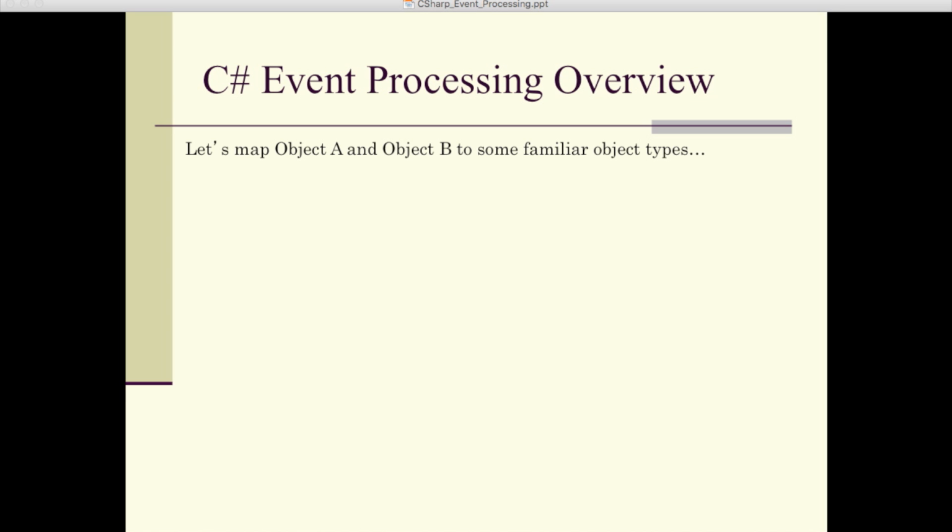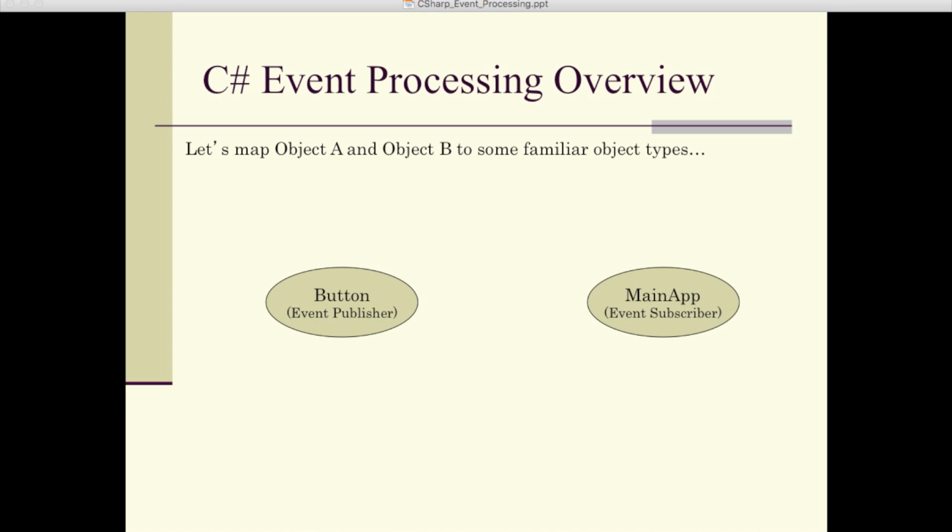So let's map object A and object B to some types that we're familiar with. Button. So we're all familiar with button. And in the last video, I created a main app class that contained an event handler, right? So we have button and main app. So the button object, which appeared in another class, has a click event, right? The click event is a delegate type, and we'll get into this in a second, and the delegate maintains a subscriber list.